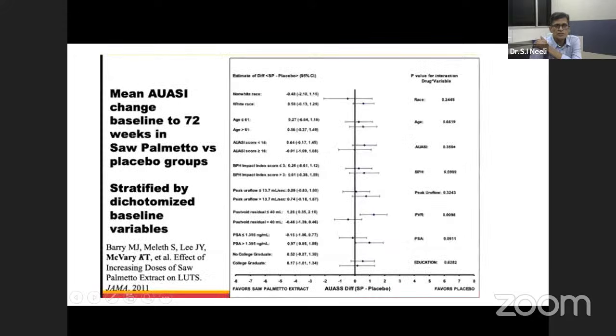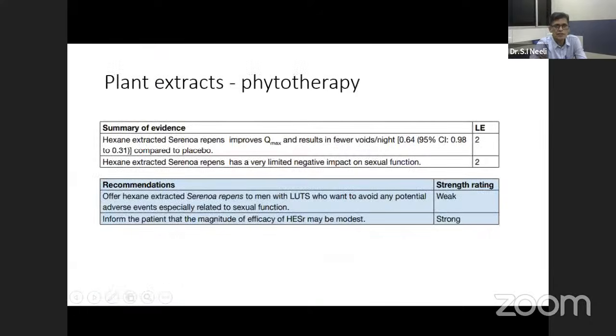In a meta-analysis comparing most of this phytotherapy with placebo, done by Barry et al. in 2011 and published in JAMA, it hardly shows significant improvement in the symptom score when compared to the placebo. However, the recommendation by the EAU is to use this in patients after counseling them about its efficacy, and if the patient still wants, it can be recommended. But the patient has to be informed that the efficacy is limited or modest.